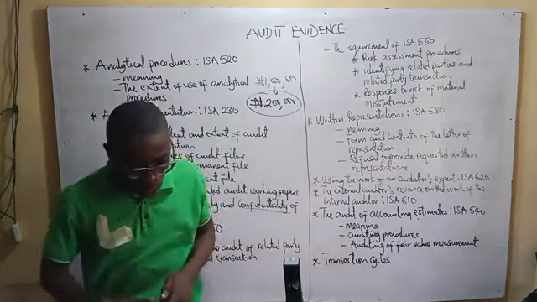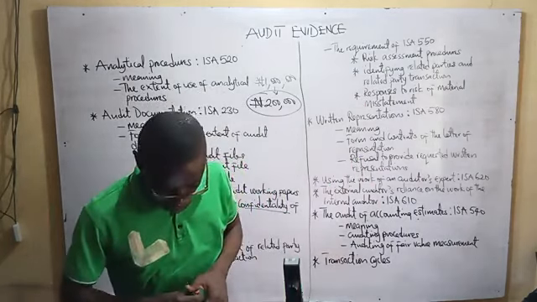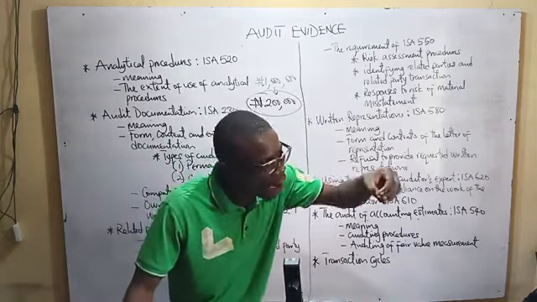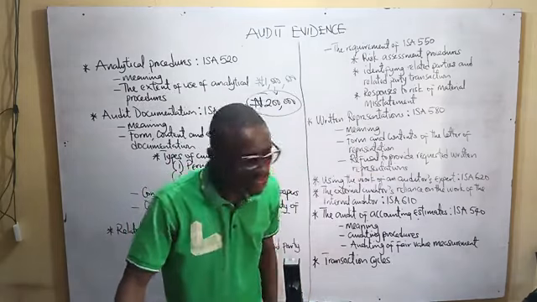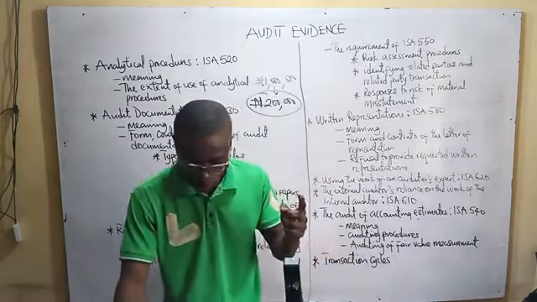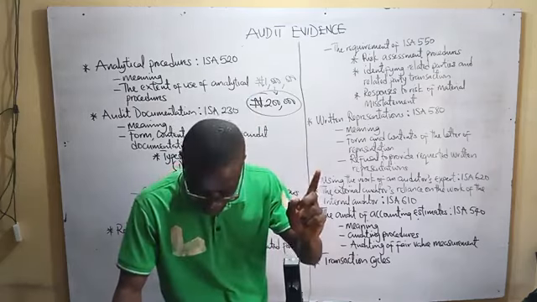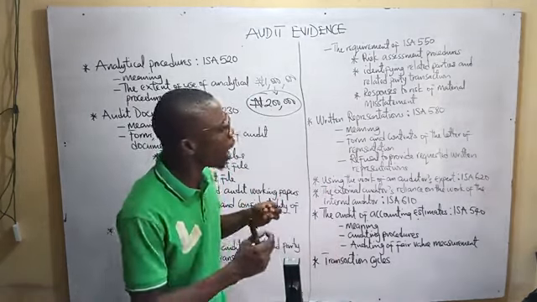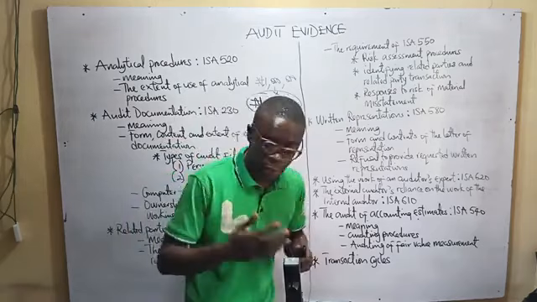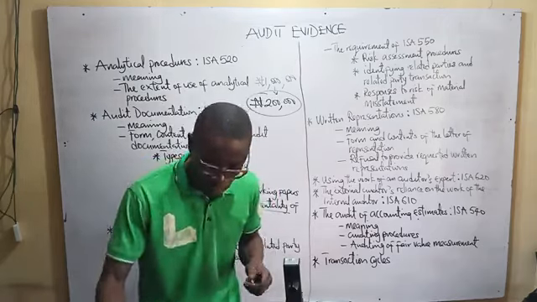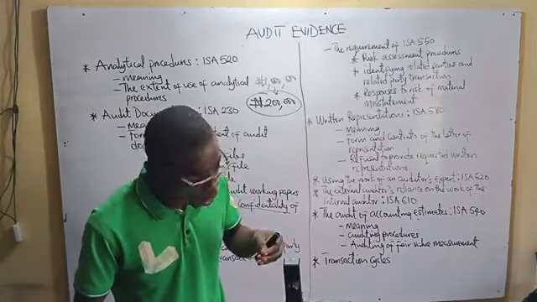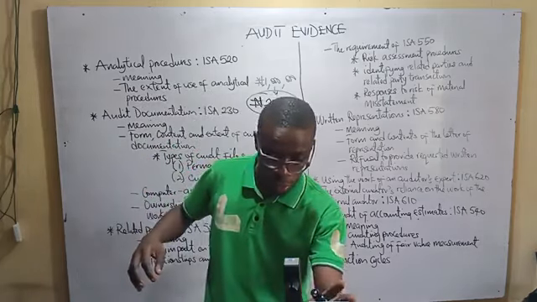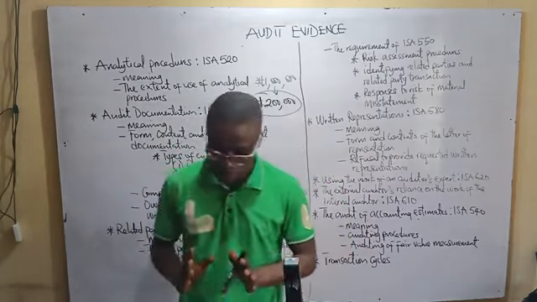Now that means, how will the auditor respond? If the auditor has actually discovered that there is an unidentified or undisclosed related party transaction or related party relationship, the auditor is required to determine whether the circumstances confirm the existence of the relationship or transaction. Let me quickly explain that.